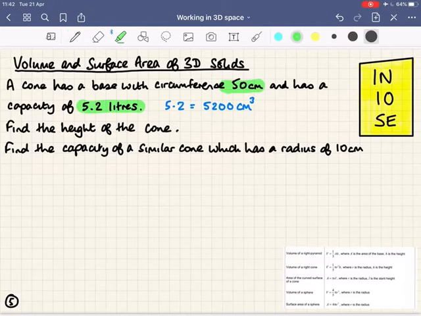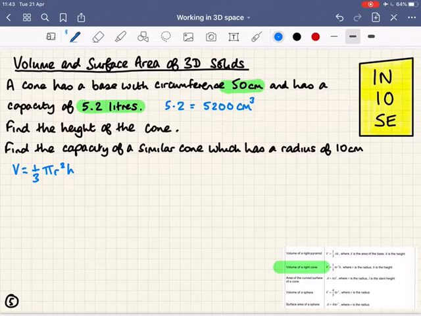And sure enough, down here, the volume of a cone is there, 1/3 pi r squared h. So volume equals 1/3 pi r squared h. Just write that down there so that I've got it.